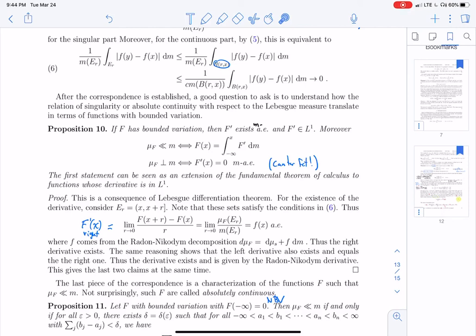All right, about the last two claims. If you're mutually singular, the Radon-Nikodym derivative is 0, so you get that f prime is equal to 0. And for the other case, if you're absolutely continuous, then you can write f of x as the integral of the Radon-Nikodym derivative, which is f prime. So the correspondence is really between the classical derivative and the Radon-Nikodym derivative.